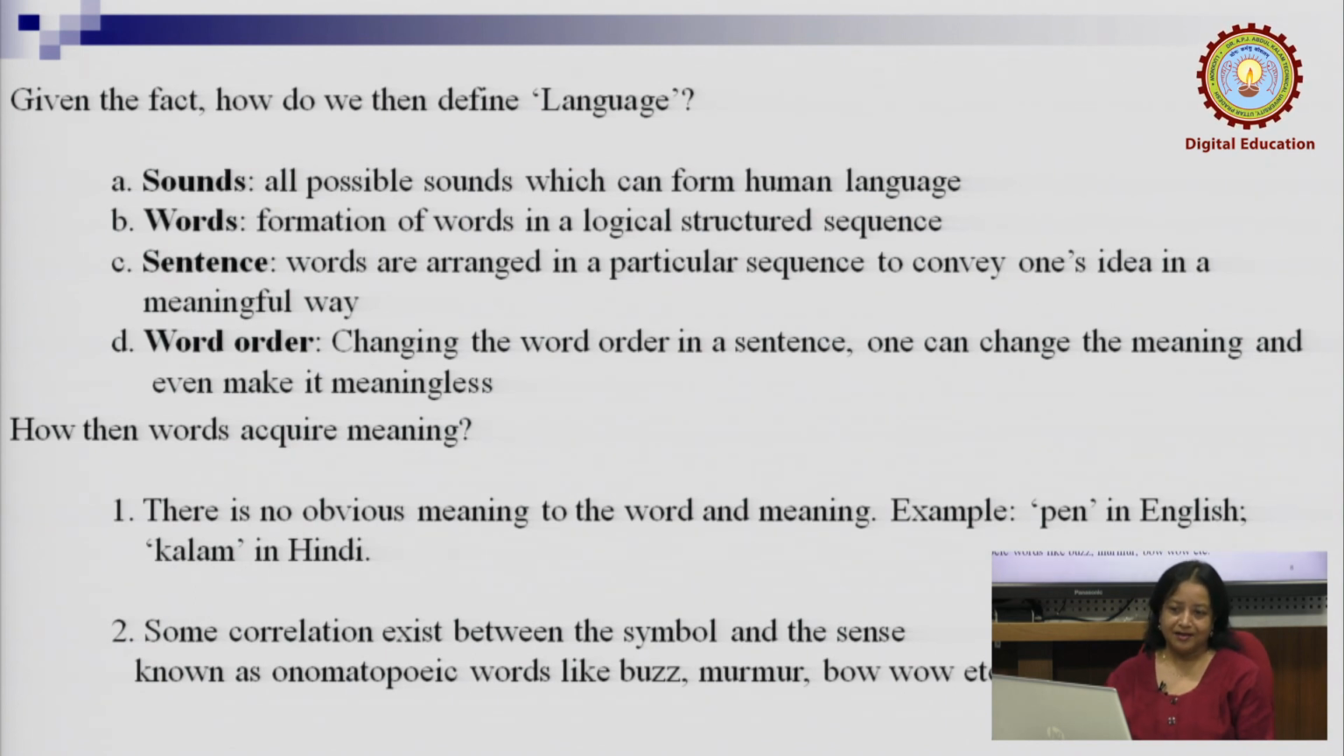meaningless. How then do words acquire meaning? There is no obvious meaning to the word and meaning. For example, pen in English and kalam in Hindi. Some correlation exists though between the symbol and the sense, known as onomatopoeic words like buzz, murmur, bow wow, etc.